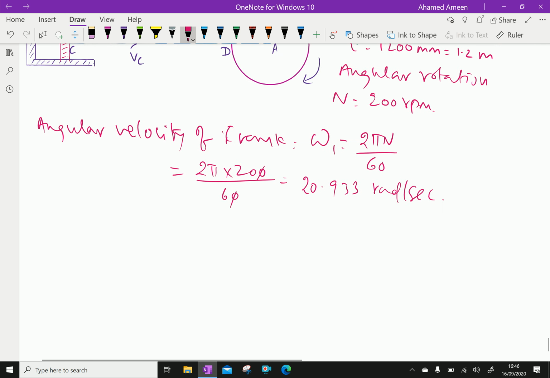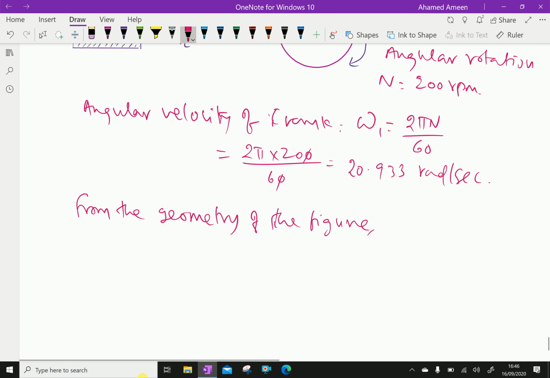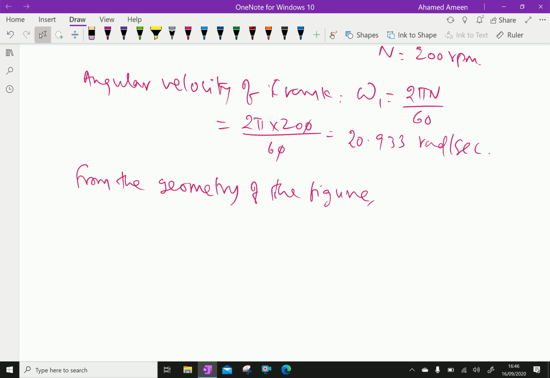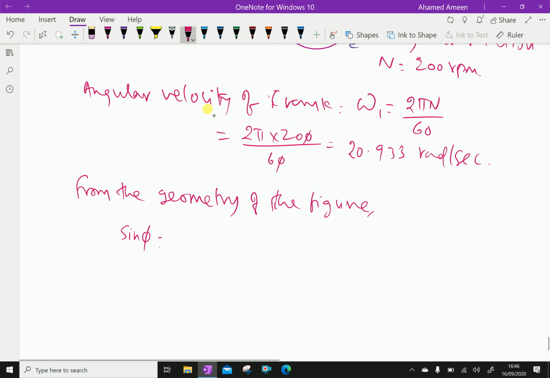From the geometry of the figure, we can write sine phi equal, here this is perpendicular distance M, that is BM by BC. BM is AB sine 45.